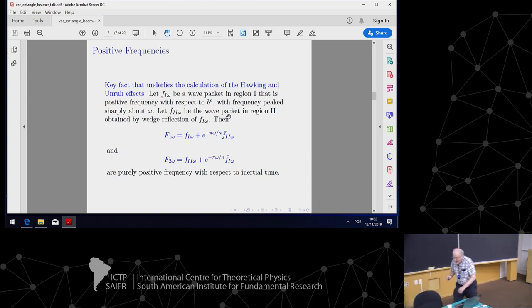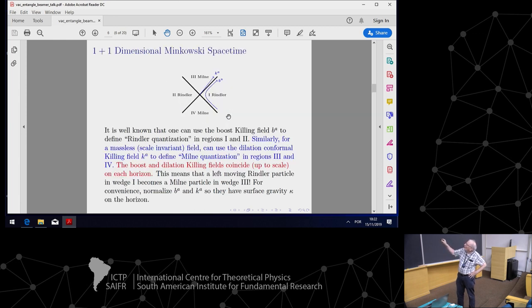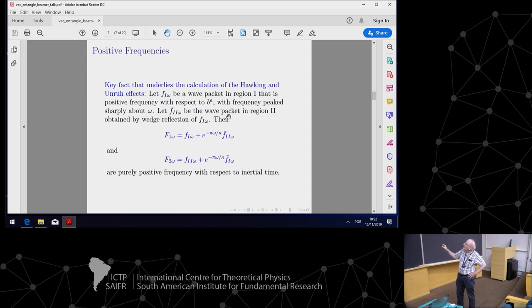There's one calculational fact that will underlie every calculation in what I'm going to say, and it also underlies the Hawking effect and the Unruh effect. Consider some wave packet in this region, it could be left moving or right moving, doesn't matter, that is positive frequency with frequency peaked near omega with respect to the Rindler notion of positive frequency, Lorentz boost time. Let me call such a wave packet F1 omega. I'm going to take it to be sharply peaked about omega. I don't want to consider wave packets that go out to infinity; I really want it to be a wave packet.